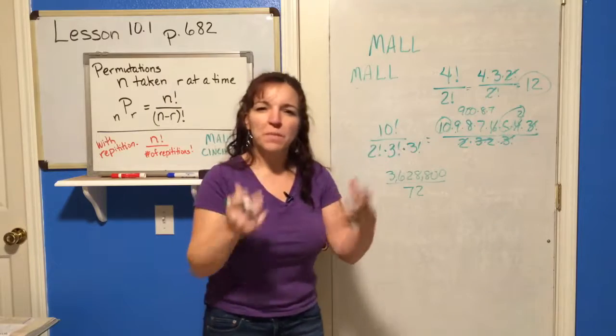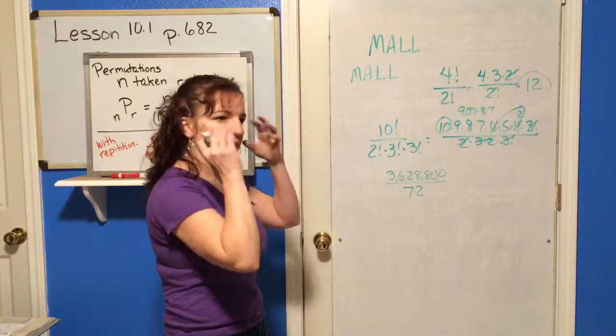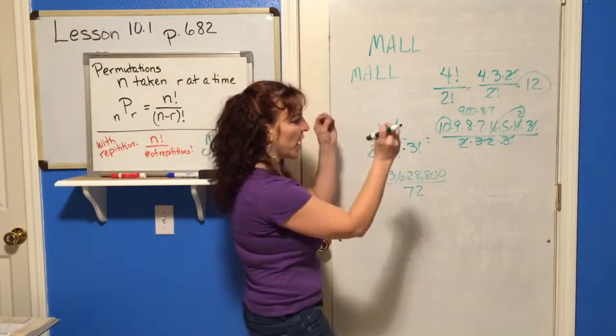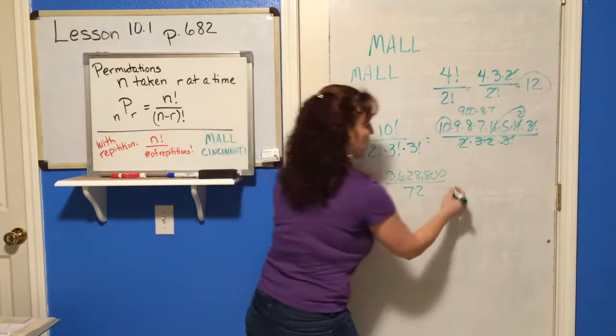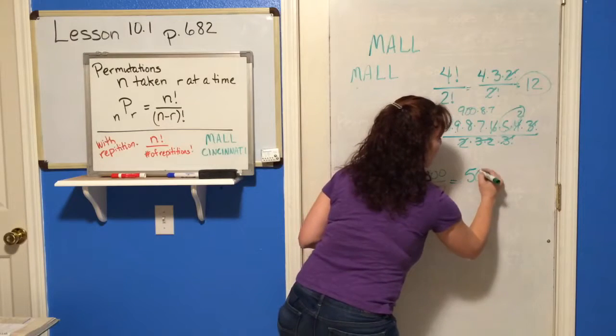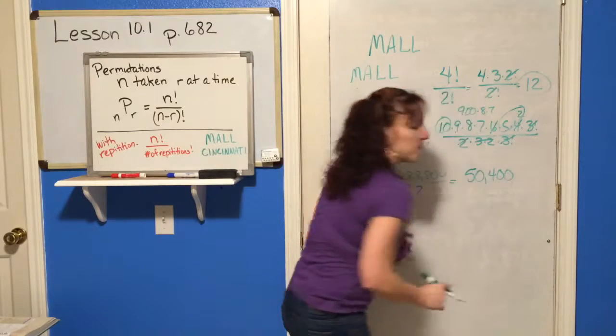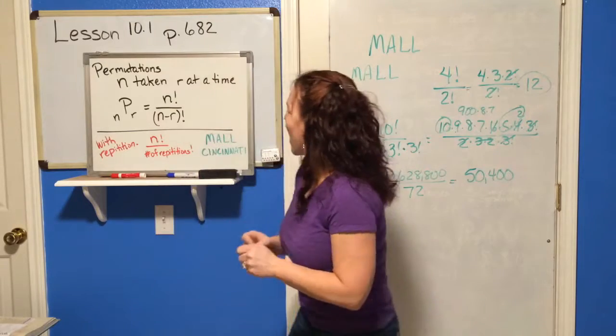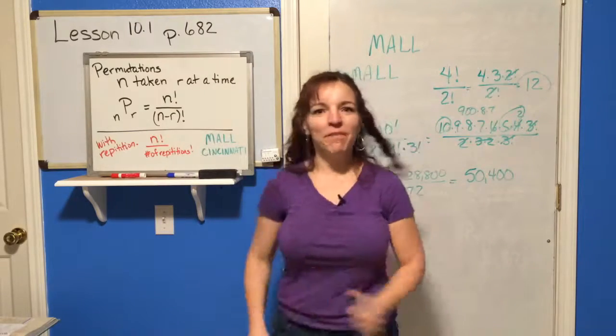All right? So it just depends on whether you like to deal with the numbers quicker and easier in your head, or would you rather use your calculator and work it out? Either way, you should end up with 50,400. Okay? Easy sneezy. Permutations and counting principle. All right, see you next time.